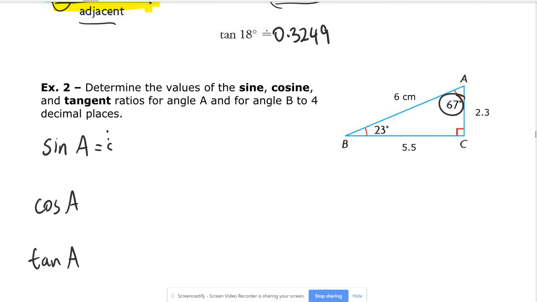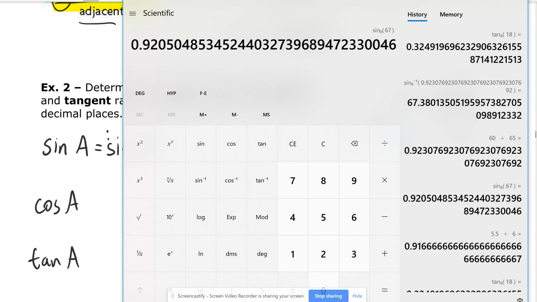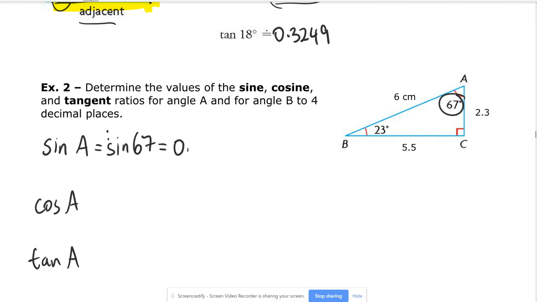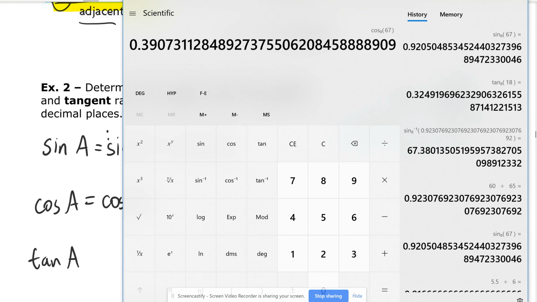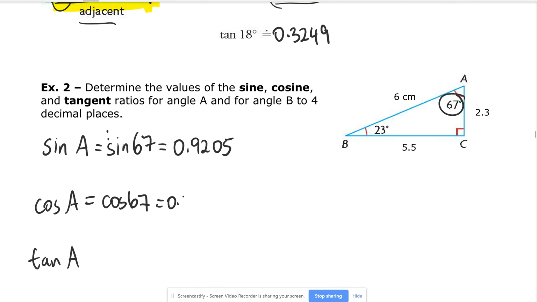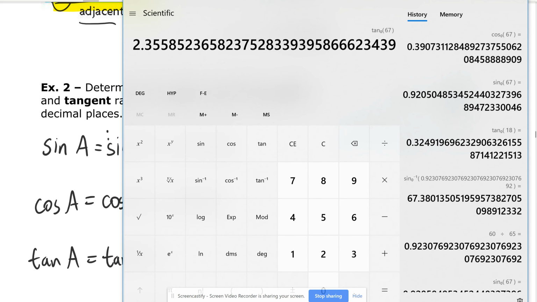So sine of angle A is sine of 67. We do sine of 67 on my calculator. 0.9205. Make sure you are in degrees. If I do the cosine of angle A, so the cosine of 67 degrees, I'll get another ratio here. So 67 cosine, 0.3907. And if I do the tangent of 67 degrees, same idea. So 67 tangent, 2.355.